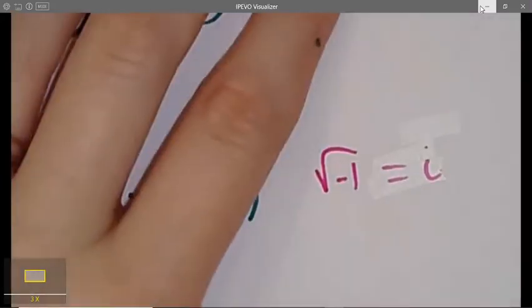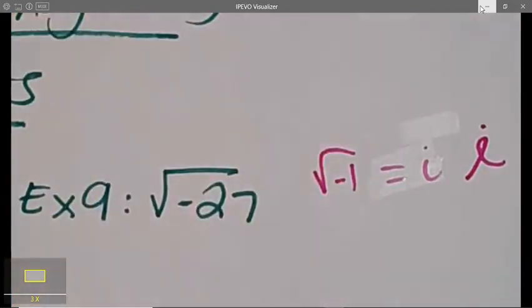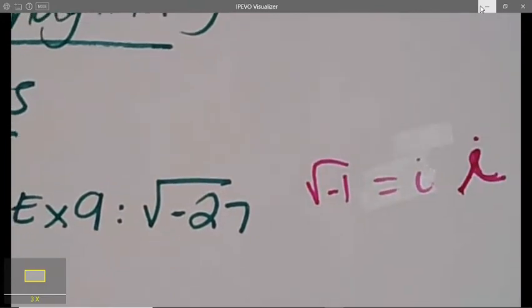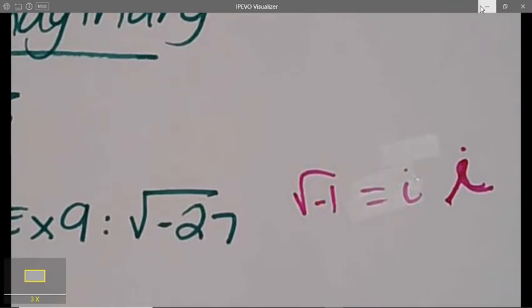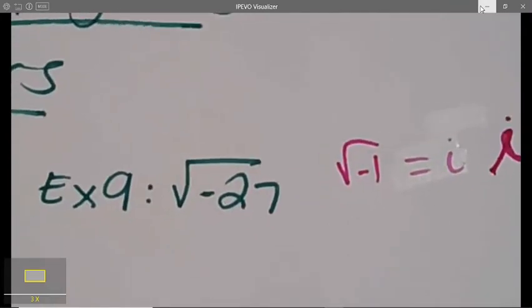Sometimes people use a cursive i for imaginary. So sometimes you'll see it like that or something. Okay, so just know it's a cursive i. You can see it as a cursive i or as a little backwards J looking thing. So however you see it, okay? But anyways, let's get going.